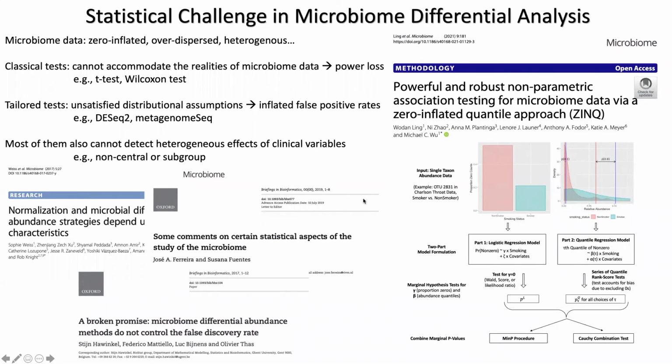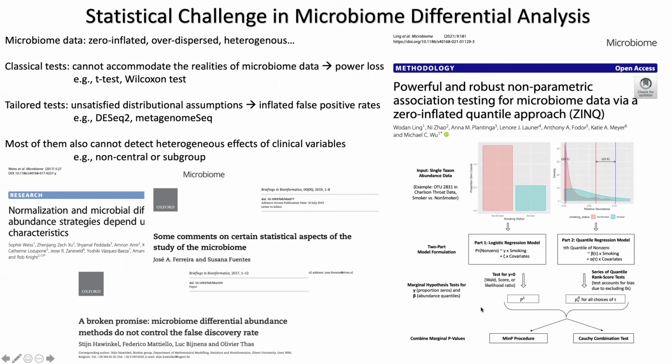A recurring objective in microbiome data analysis is to identify individual taxa which are associated with diseases or exposures. But this analysis is challenging because microbiome data are usually zero-inflated or dispersed and heterogeneous. So classical tests will lose power, and tailored tests usually cannot control type I error, and most of them cannot detect heterogeneous effects of the clinical variables. So we developed ZINQ, a powerful and robust alternative.